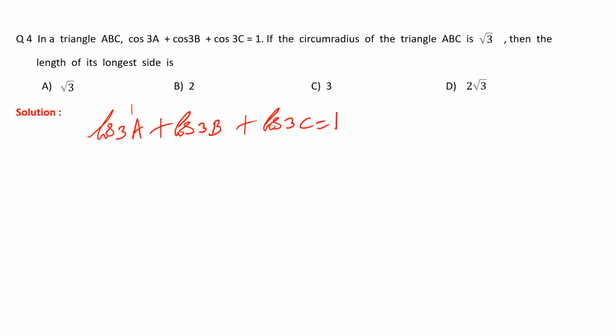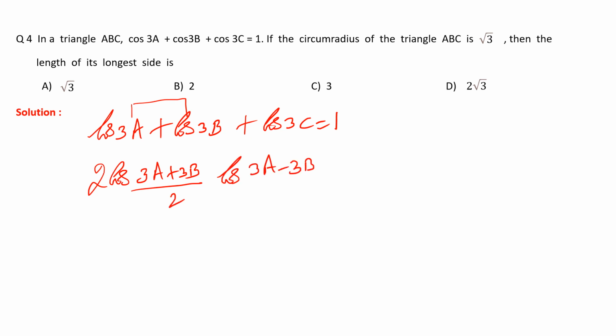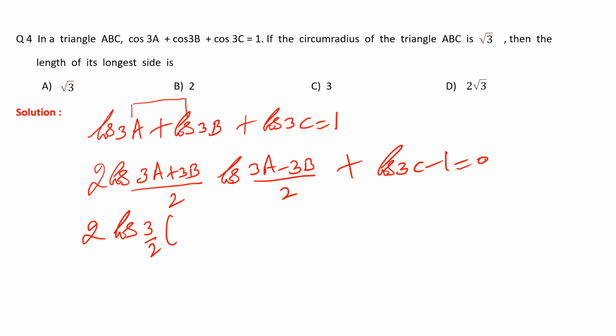So if I use the cos C plus cos D formula in the first two terms, I will be getting 2 cos (3A plus 3B) divided by 2 into cos (3A minus 3B) divided by 2. Now we shift this one onto the right hand side. Further we can write this as 2 cos 3(A plus B)... So if I take 3 common, inside the bracket I will be getting A plus B.